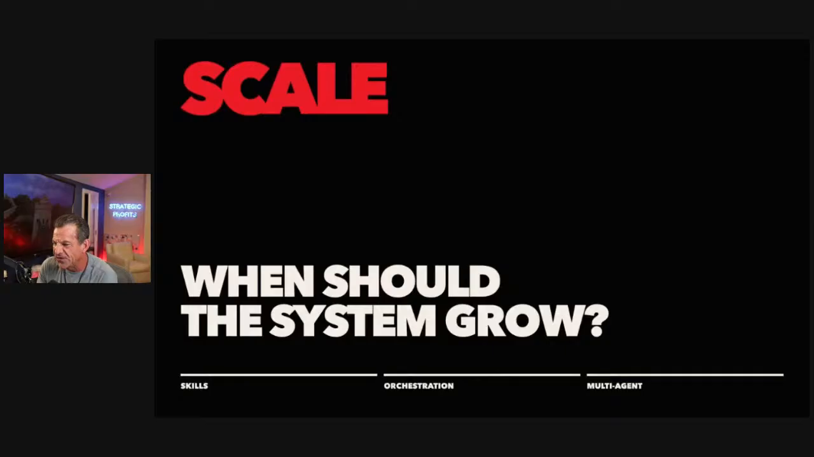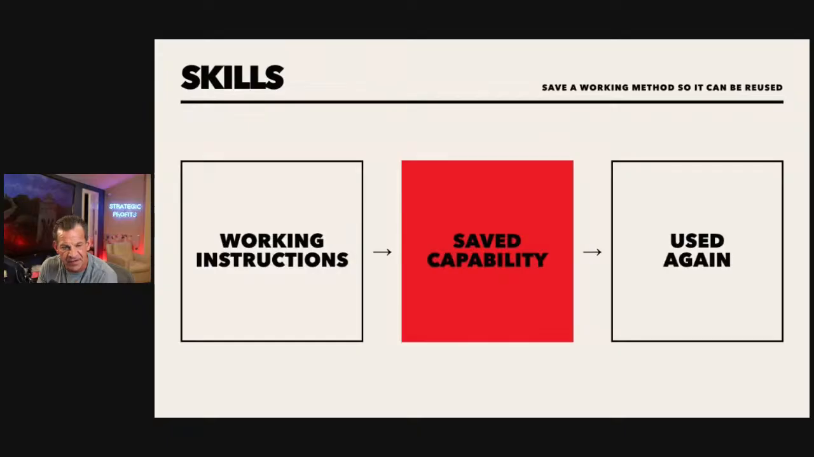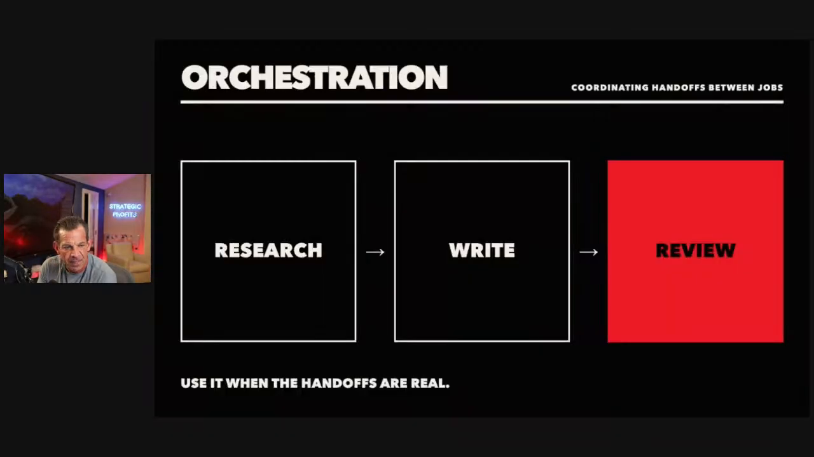Scale. When should the system actually grow? Only after the job is clear enough to reveal what more is actually needed. Right? So a skill: once we know a method works, we save it as a reusable skill. This is the first and often most useful kind of scale, right? Reuse what has already proven to work. You've gotten an outcome, so now formalize it so you can get that outcome over and over again.